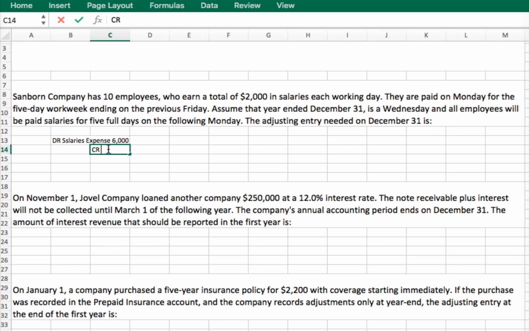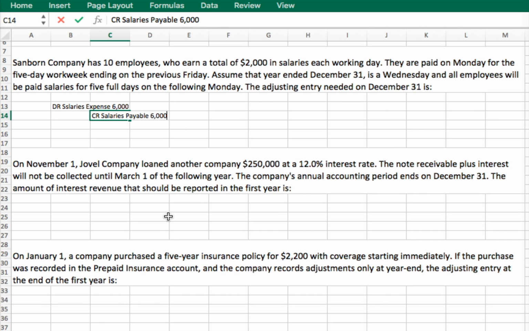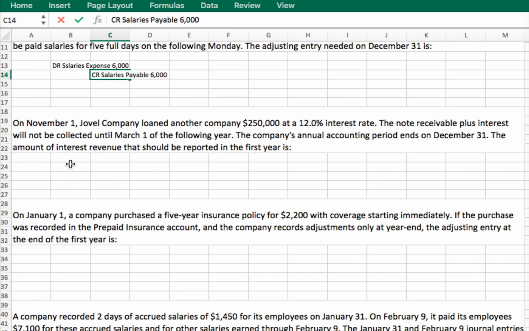Credit here, again, is going to be to some type of payable. In this case, salaries payable for $6,000. Okay, so 3 days worth that we need to record there because December 31st is when we're going to do our financial statements and such. Okay, next question. So this is the answer here for the first one. Debit salaries expense $6,000. Credit salaries payable $6,000.